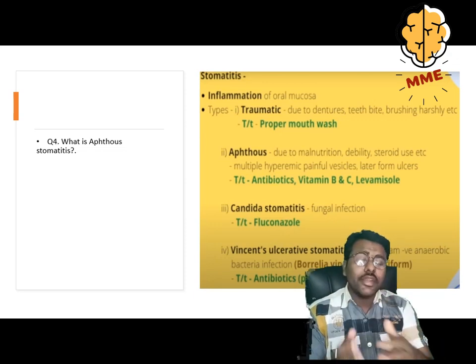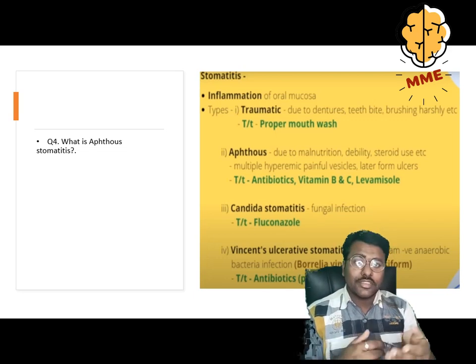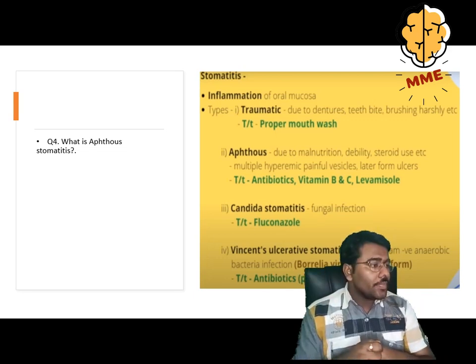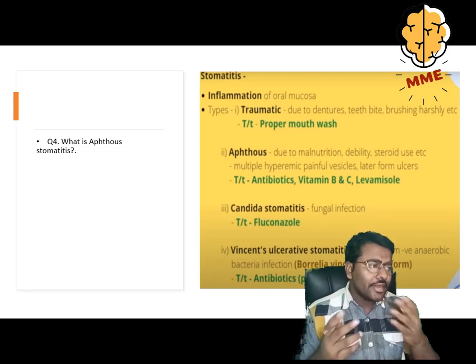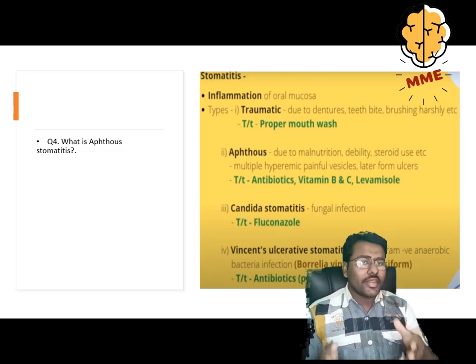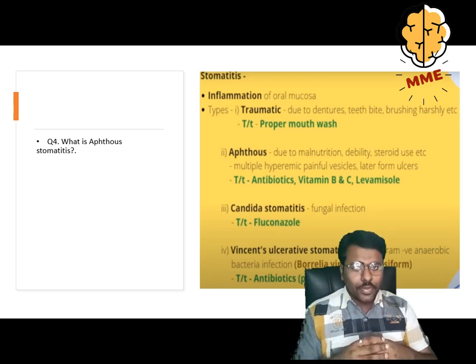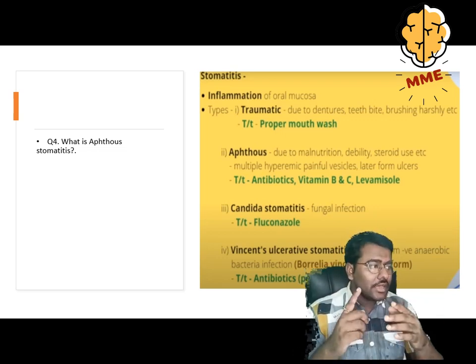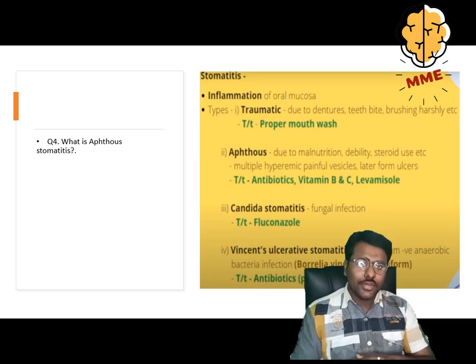So what is the treatment? Antibiotic, vitamin B, vitamin C, because of the malnutrition. Now come to candida stomatitis. Candida stomatitis means fungal infection, and Vincent ulcerative stomatitis is for bacteria. So there are 4 types of stomatitis, and there is an actual cause for each stomatitis.